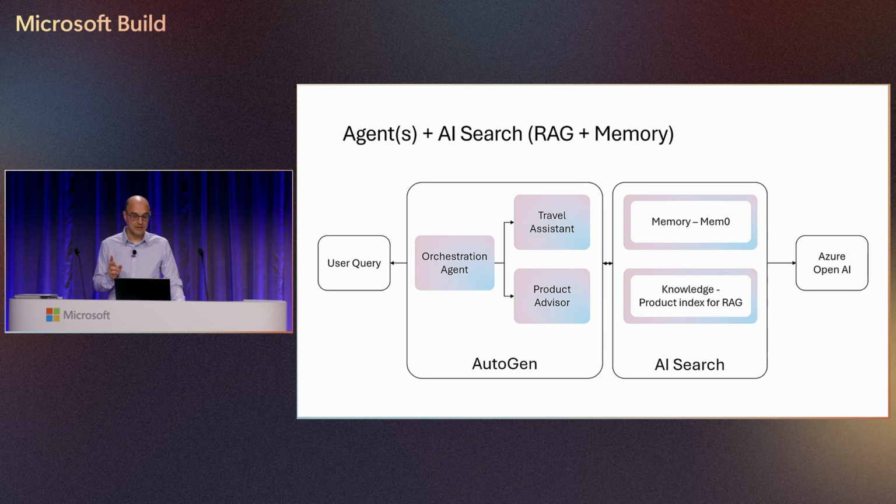We will have two assistants that will help us: the travel assistant and the product advisor. As the name states, the travel assistant helps us understand how we can plan our travel and what kind of tools we can use. And the product advisor will help suggest products that I might be interested in. While doing so, I will use AI Search as my knowledge retrieval engine.